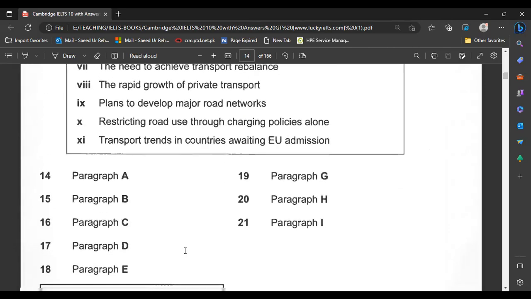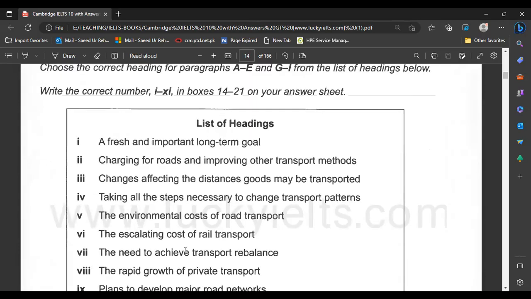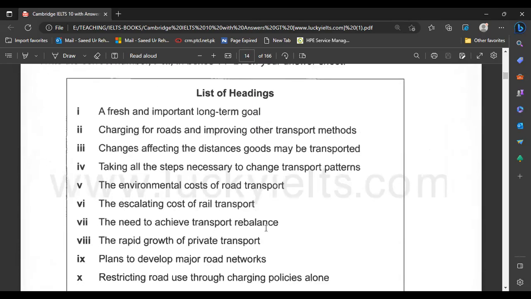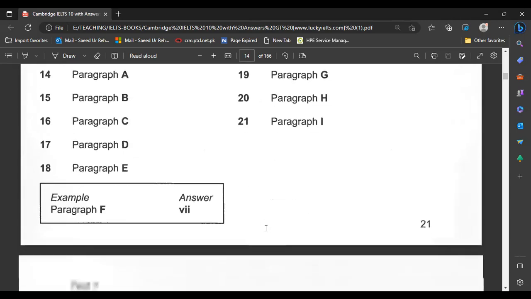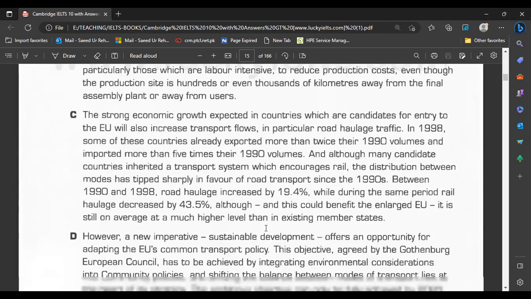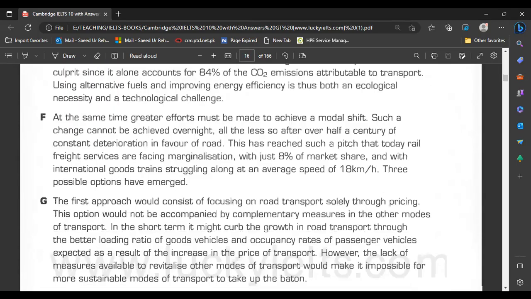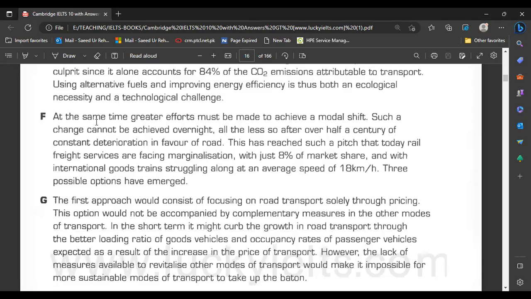So paragraph F is having heading number 7, the need to achieve transport rebalance. The need to achieve transport rebalance. This is the heading of paragraph F. So from this, you can see that this is the solved one. At the same time, greater effort must be made to achieve a modal shift. Such a change cannot be achieved overnight.